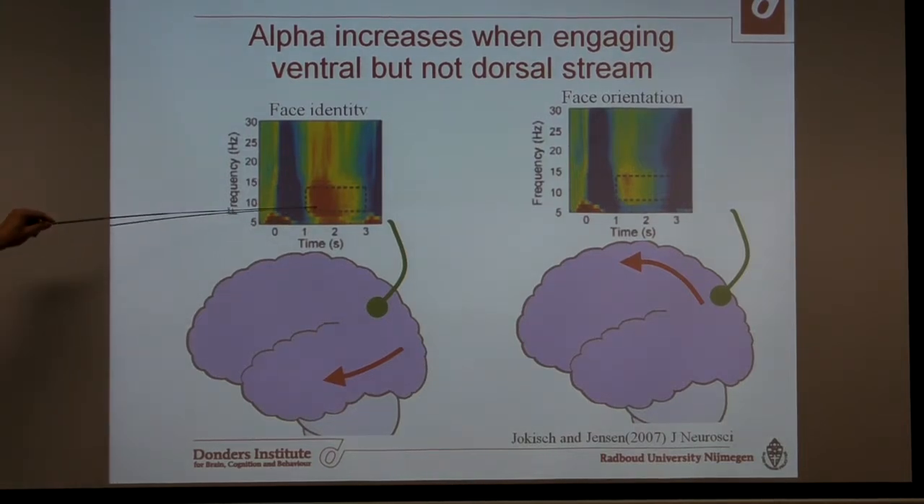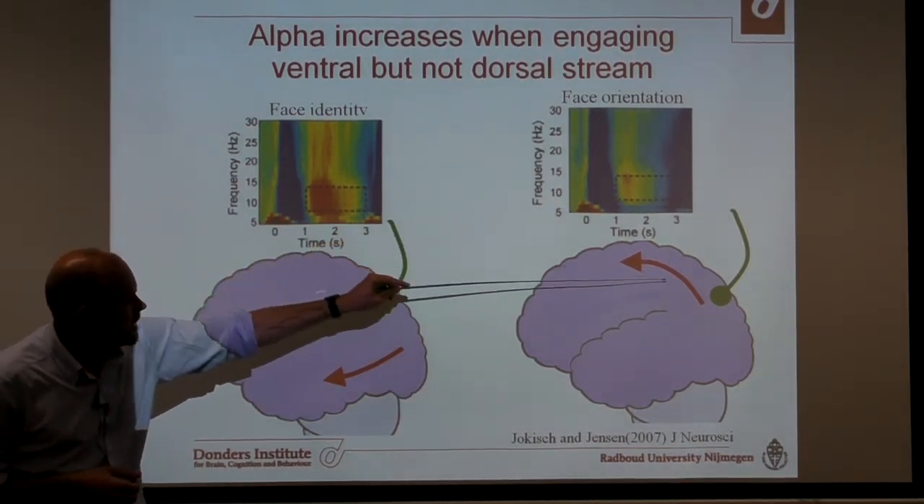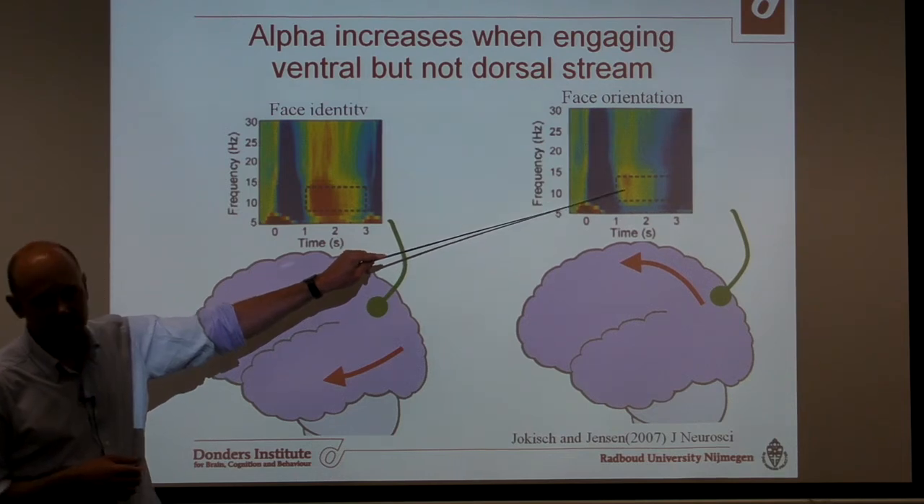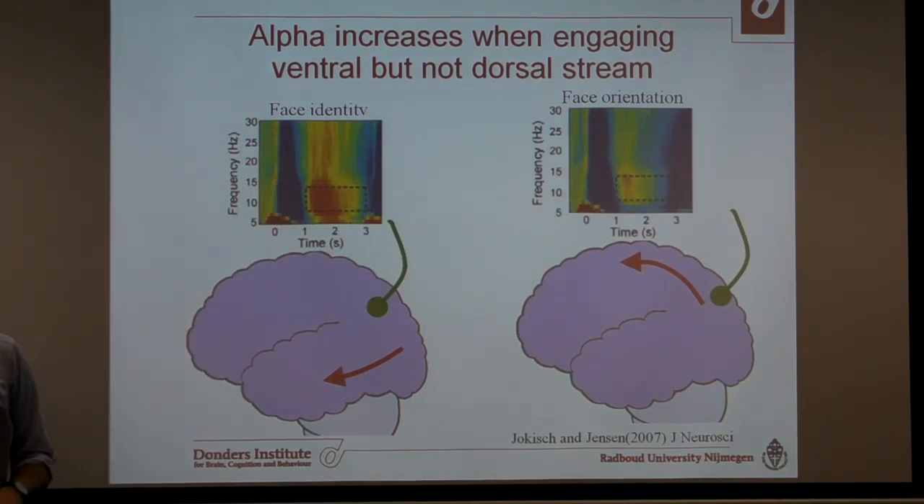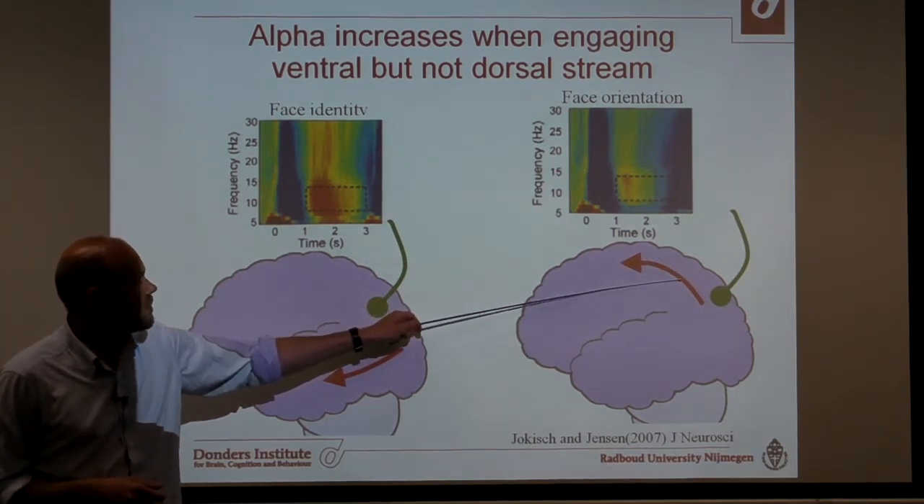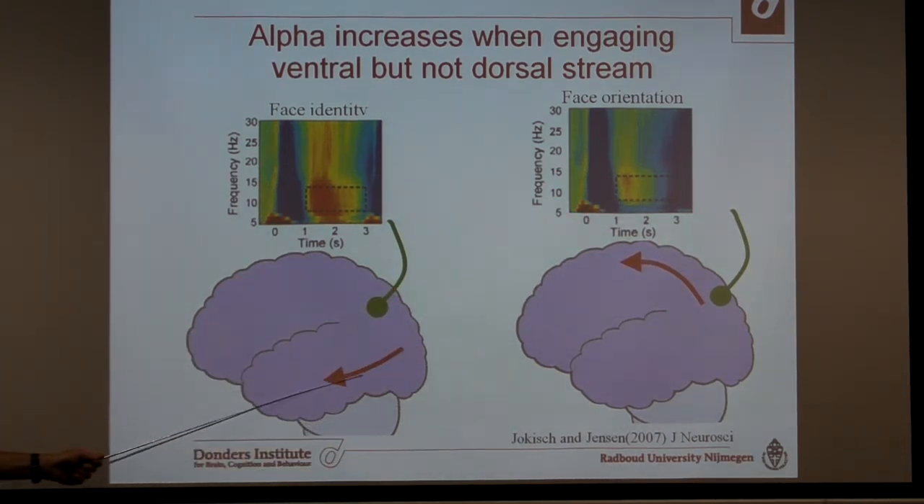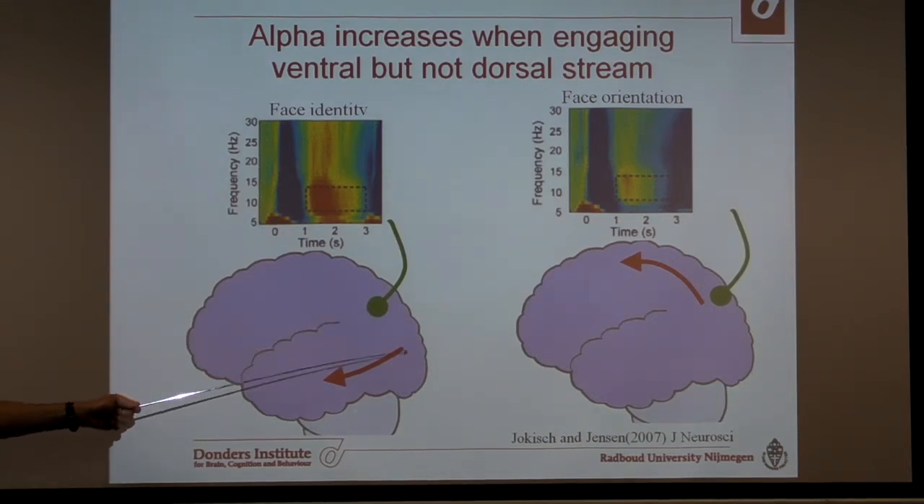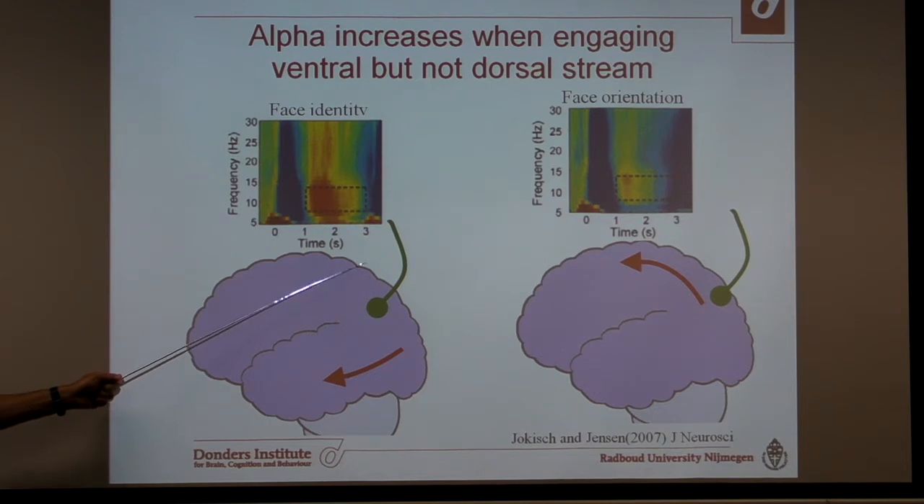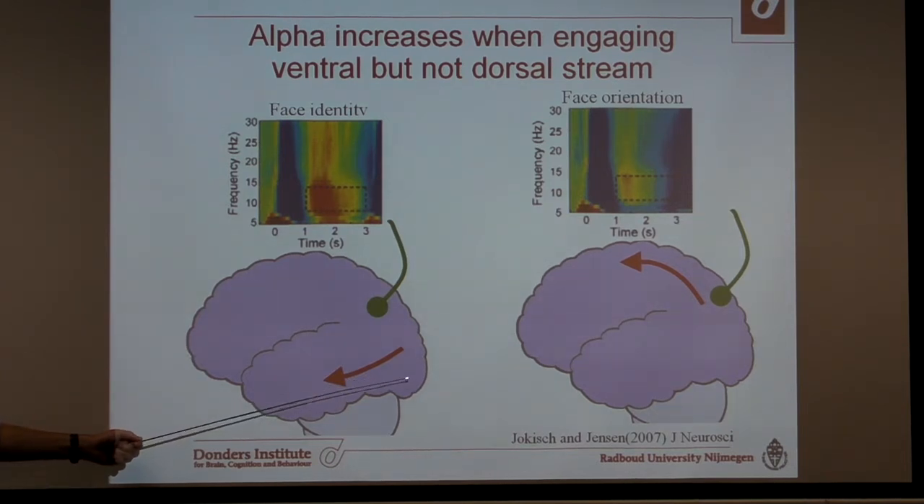Okay, so strong alpha activity during the phase identity task, and in the phase orientation task engaging the dorsal stream, we see little alpha activity, right? So this pretty much makes the case that when you engage the dorsal stream, alpha is low. When you engage the ventral stream, alpha is high, supposedly suppressing processing in the dorsal stream, allocating resources to the ventral stream. So to us, this really makes the case that alpha is not memory maintenance per se, it is functional inhibition.